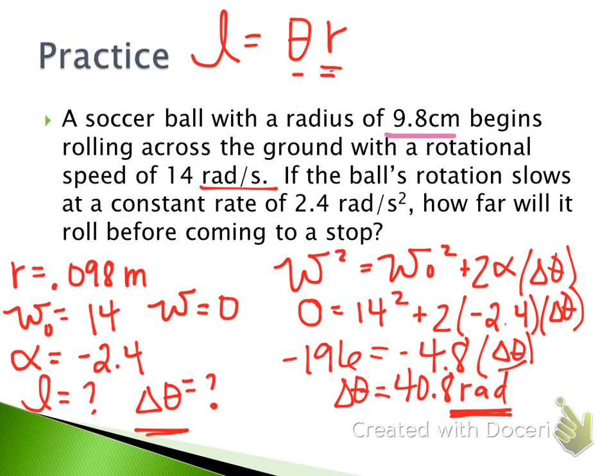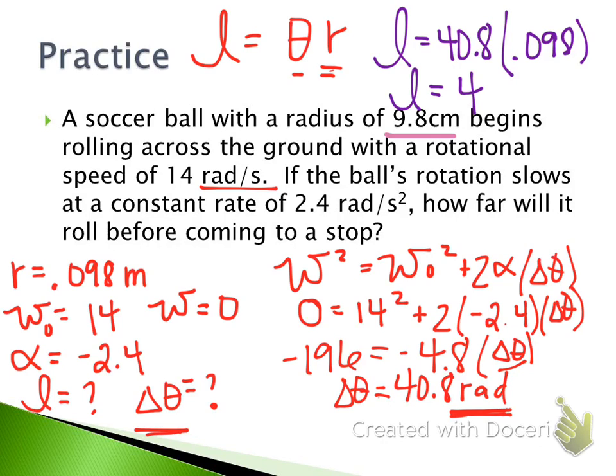From there, we can take our angular displacement and plug it into this top equation right here to solve for the distance traveled. Since we want to find out how far it's gone, we're going to solve for L. We know that theta is equal to 40.8, and the radius of this particular circle is 0.098 meters. That gives us a distance traveled of 4 meters.